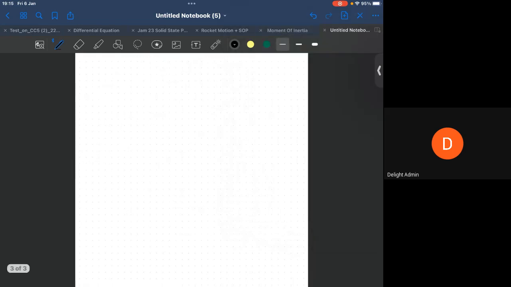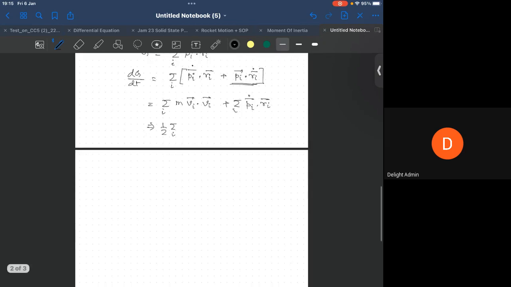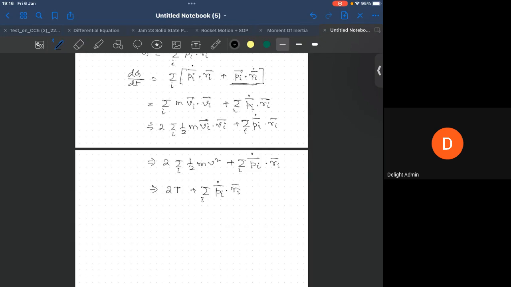So ultimately from here I can conclude that this is equal to half times 2, and if we take this half inside the summation, it is 2 times the sum over i of half m vi dot vi plus the sum over i of pi dot ri. So ultimately this is the sum over i of half m v squared, which is 2 times kinetic energy, plus the sum over i of pi dot ri.